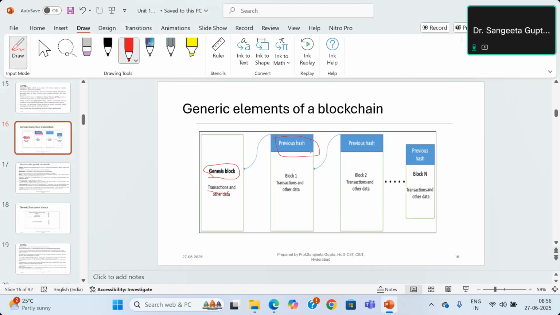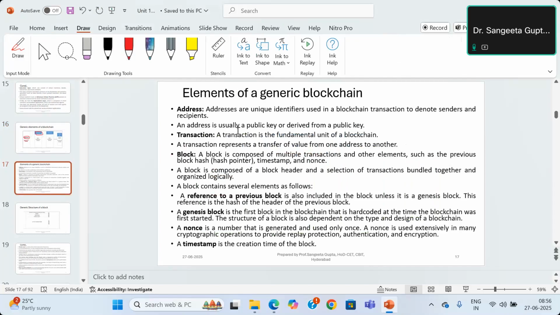Now looking in detail at the elements, as we have already discussed, an address is a unique identifier used in a blockchain to denote the senders and recipients. Usually an address is taken as a public key or it can be derived from a public key. A transaction is a fundamental unit of a blockchain, and it represents the transfer of value or assets from one address to the other address.